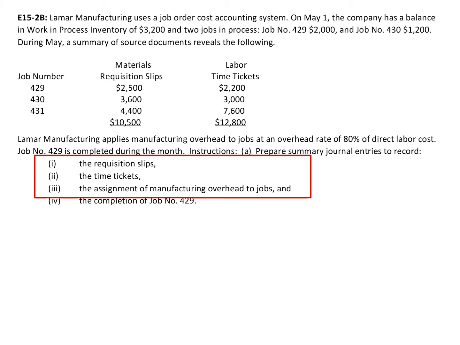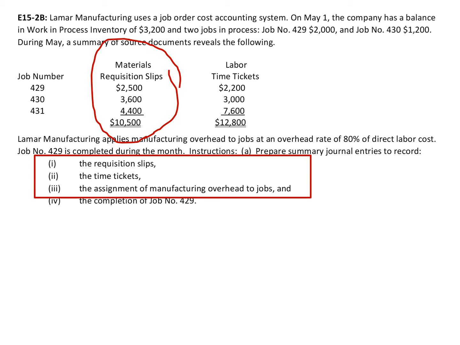All right, the first thing that we have to do here is record the requisition slips. We know that we had job 429 that had $2,500 of materials, job 430 had $3,600, and job 431 had $4,400. So our total material requisitions are $10,500.